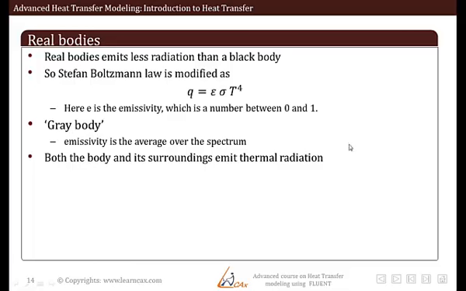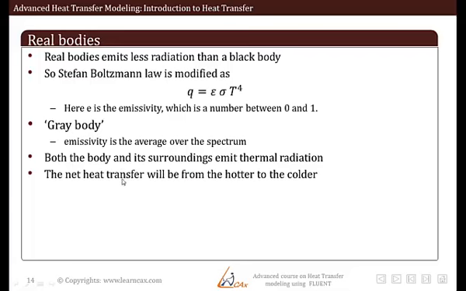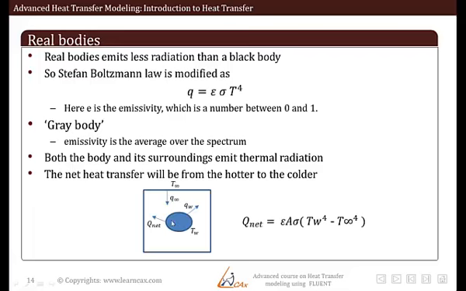In the real scenario, both the body and its surrounding emit thermal radiation, and the net heat transfer will be from the hotter to the colder body. So if we consider a real body at temperature T_W, and the surrounding at temperature T infinity, the surrounding is also emitting radiation, Q infinity, and the body is also radiating, which is Q_W. So the net is Q net = εAσ(T_W^4 − T_∞^4). This is the Q net, or heat transfer between these two bodies by radiation.